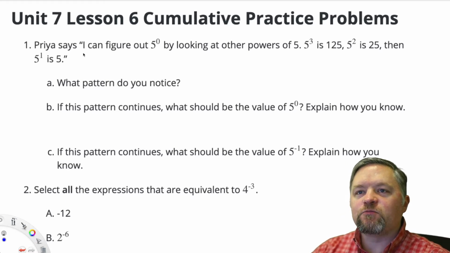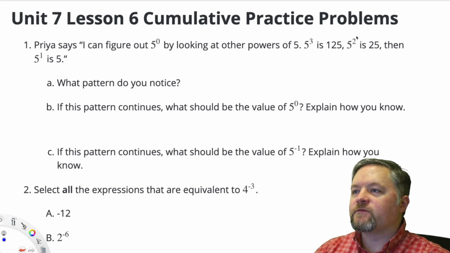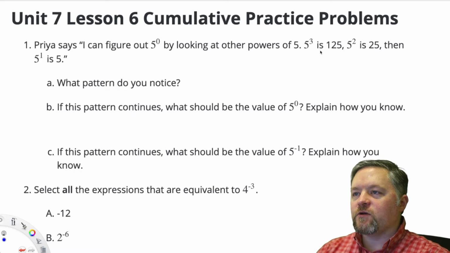Today we are doing illustrative math, grade 8, unit 7, lesson number 6, practice problems. First question says, Priya says I can figure out 5 to the power of 0 by looking at other powers of 5. 5 cubed is 125, 5 squared is 25, 5 to the 1 is 5. What pattern do you notice?